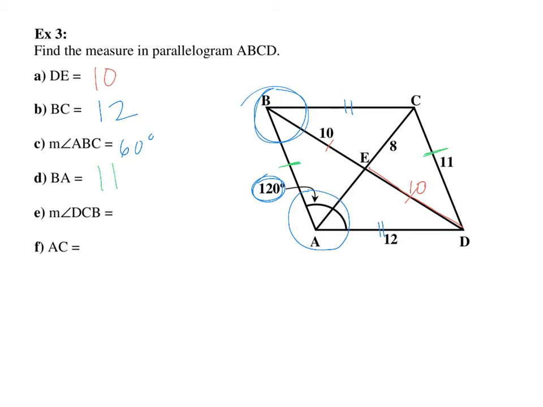And then I have DCB, sorry. I know that these angles here are the same. Opposite angles are congruent, so that's going to measure 120 degrees. And AC, this whole length here. Well, I know that these pieces have the same length, so that's 8. But I want the whole thing, so I have to add them both together. That's 16. That's all there is to that.